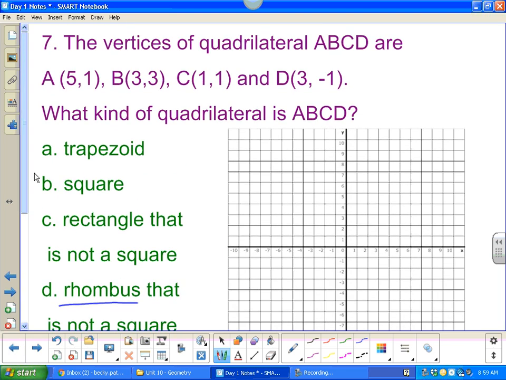Okay, so what we need to do is plot our points and see if we can figure out what this is. So 5, 1, so go right 5, up 1. Remember, these are points, not a slope. 3, 3, so right 3, up 3, 1, 1, and 3, negative 1. And that's a square.